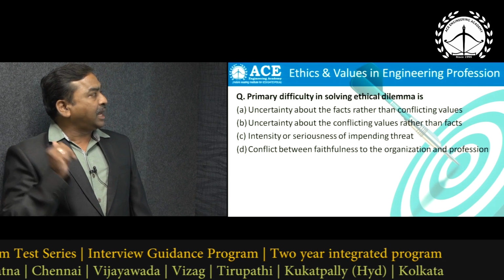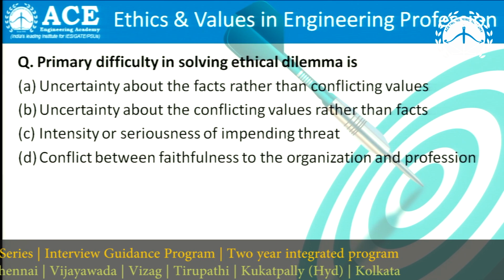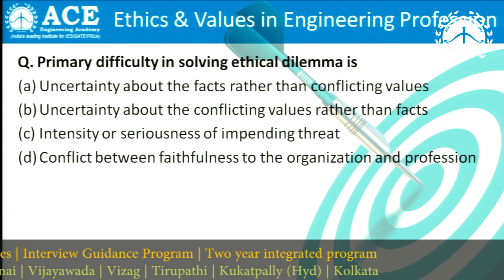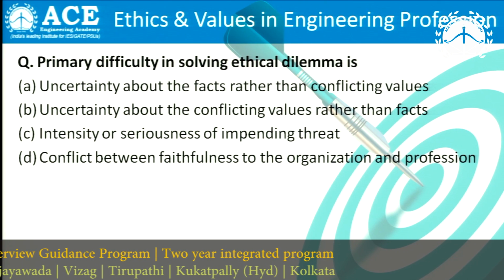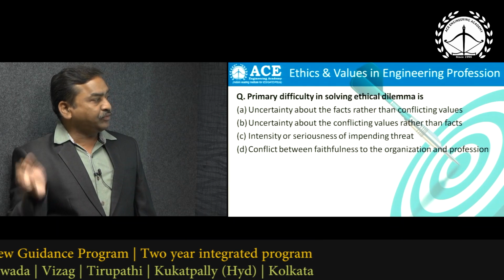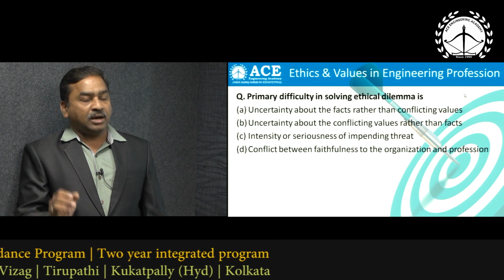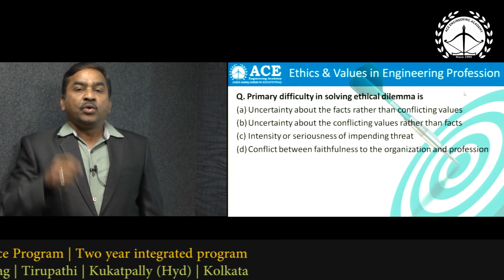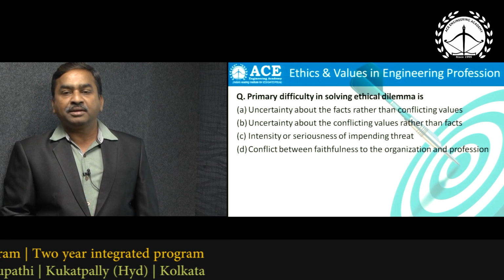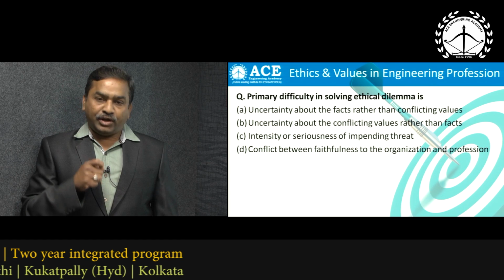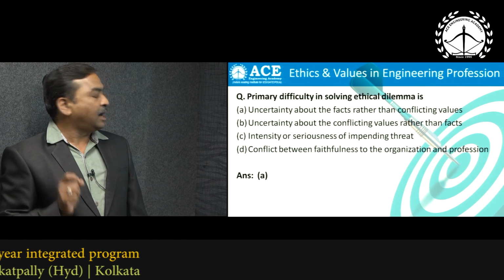Primary difficulty in solving an ethical dilemma is uncertainty about the facts rather than the conflicting values. Uncertainty about the conflicting values rather than the facts, the inverse of the first, is given. Intensity or seriousness of the impending threat, conflict between faithfulness to the organization and the profession. As you can see, again this question is very simple to answer. When do we face a dilemma? When there are no facts known about the issue. When we are not clear of the issue, we are in confusion. So, the first statement is the answer.